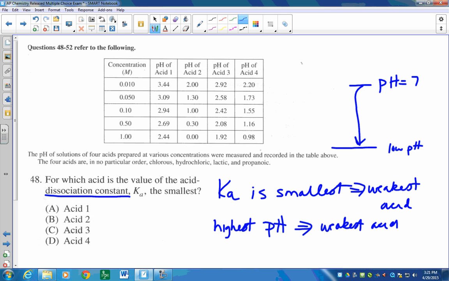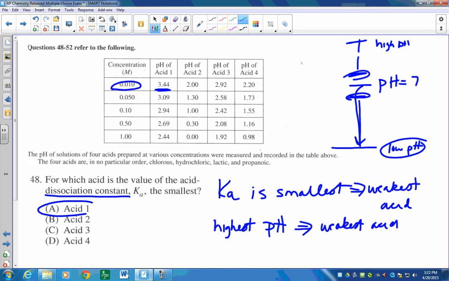Strong acids have low pHs, and strong bases have high pHs. And then weak acids and weak bases are closer to 7. So it's really weird. Low pHs are very acidic. High pHs are very basic. And so it's opposite. The lower the pH, the stronger the acid. So basically this question is saying, just pick a concentration. At this concentration, acid 1 has the absolute highest pH. It's the closest to 7. That means acid 1 is the weakest acid. It's not a bad problem.